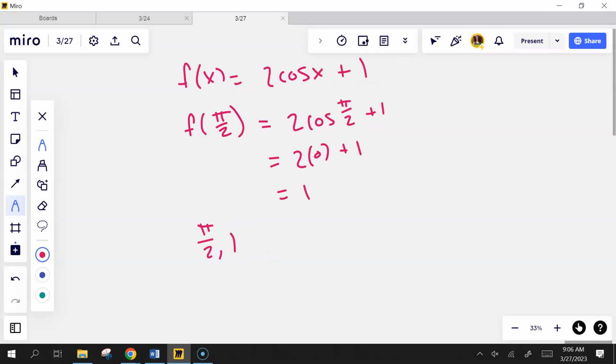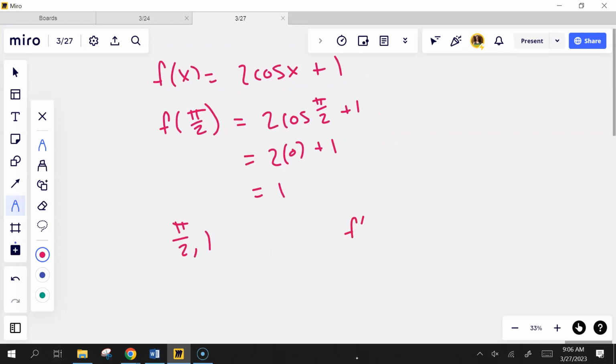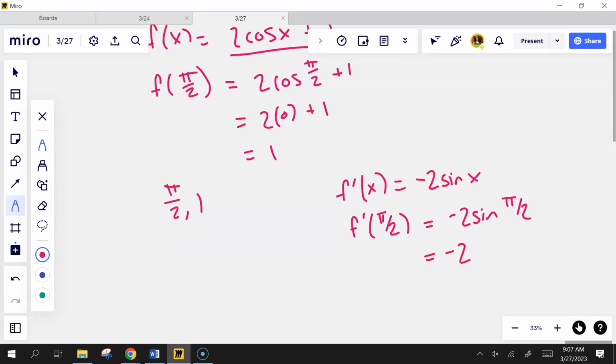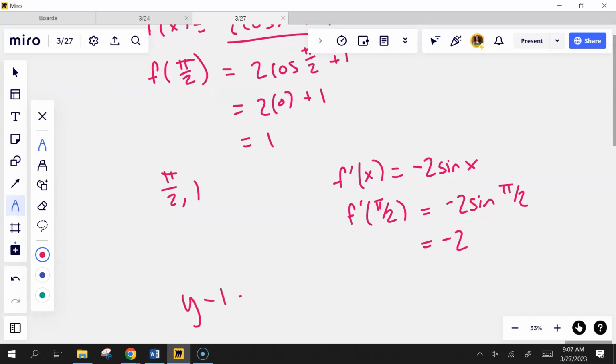Now I need a slope. The derivative, so derivative of 2 cosine x would be negative 2 sine x. And now derivative at pi over 2. What's the sine of pi over 2? 1, so this is just negative 2. I got a point and a slope, yes? y minus 1 equals slope times x minus x1.